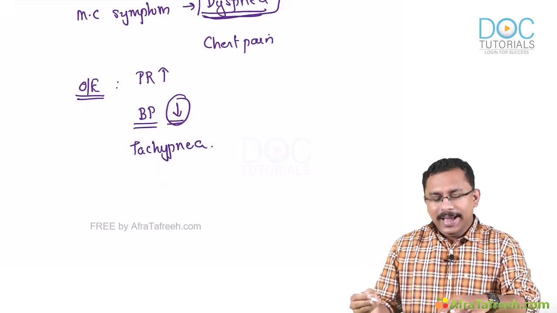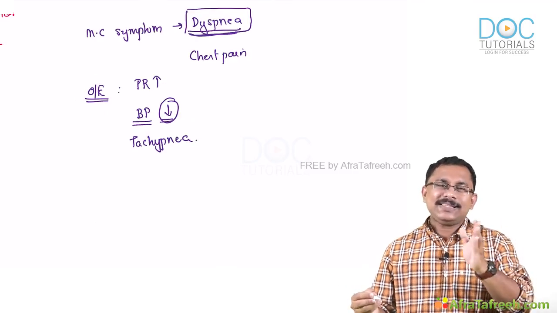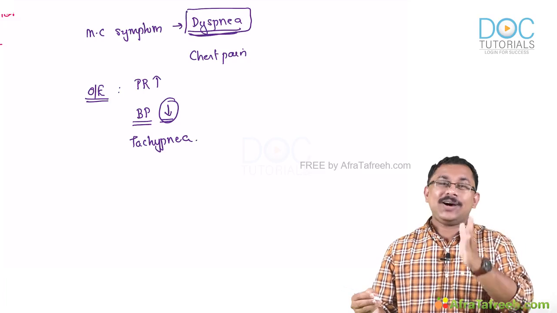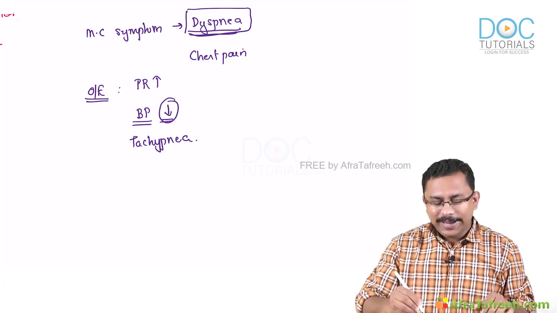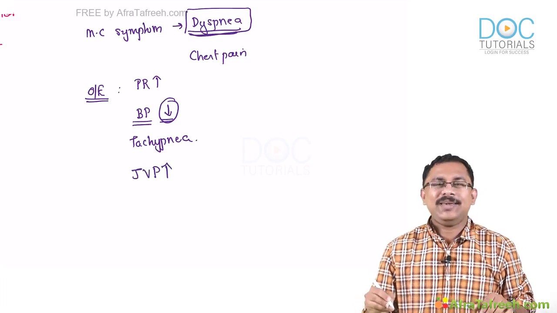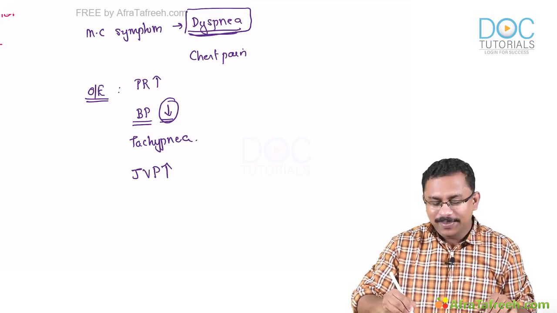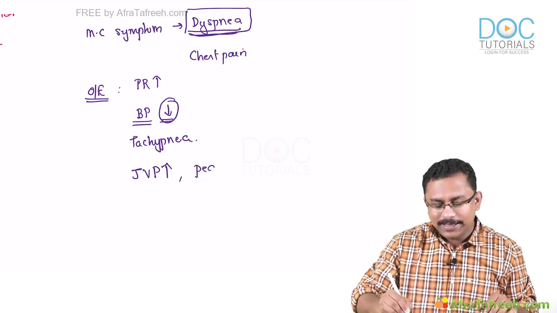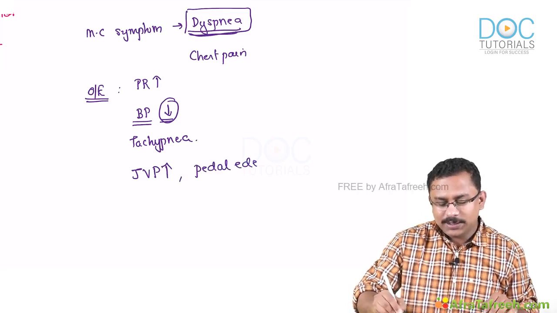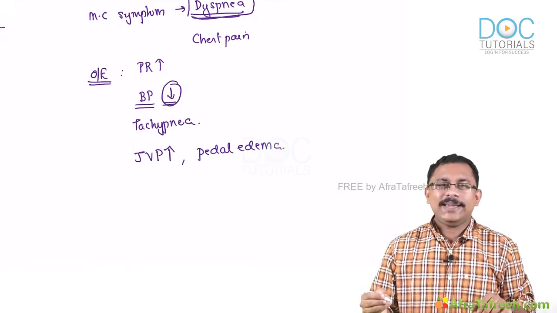And when you examine the patient, the features are predominantly with respect to a right heart failure. So you might have a feature of right heart failure like an elevated JVP, and if the right heart failure has been present for some time, then you might get a pedal edema as well. So you might be able to demonstrate the Kussmaul sign.